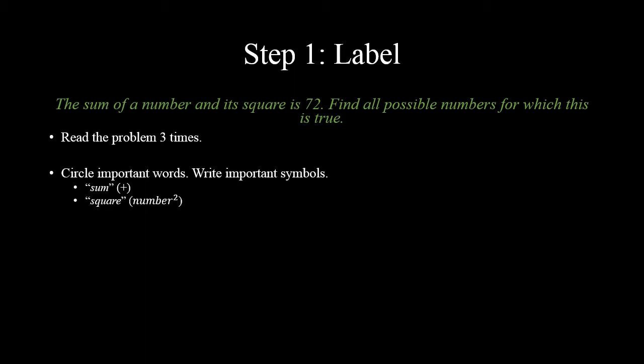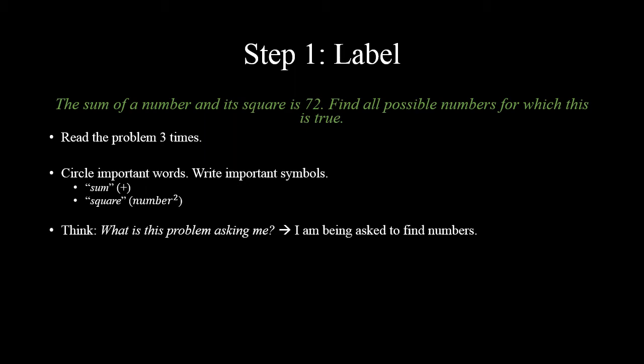I see the word square. I know that the word square means I'm taking some number and I'm squaring it. So again, I might circle that number. I might write number squared, x squared, something above it, just to get my brain thinking about these concepts. I also might circle 72. That seems to be important here.